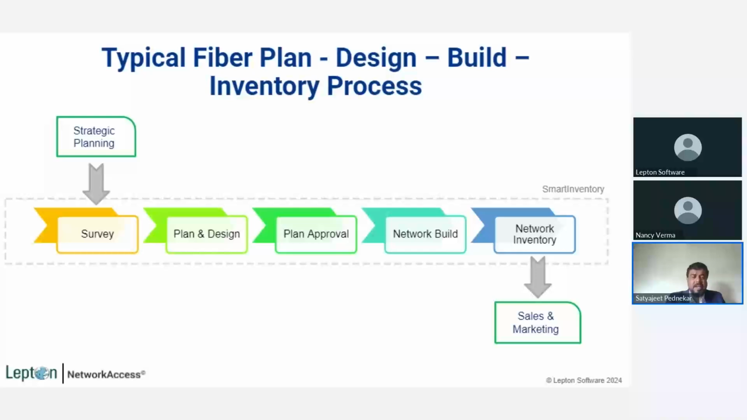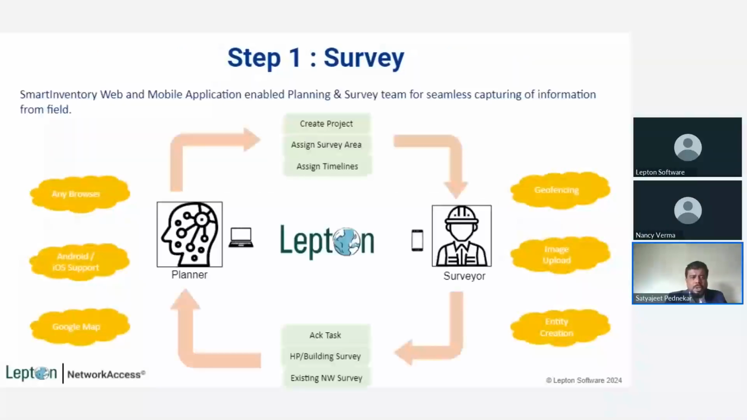The smart inventory module comes with a web application and a mobile application, so you can access it from anywhere, anytime. So let's come to step 1, that is survey. The smart inventory web and mobile application enable the planning and survey team to seamlessly capture information directly from the field. Traditionally, there used to be some free mobile tools or manual data capture, but you don't require anything at this survey stage if you're using the Lepton smart inventory.